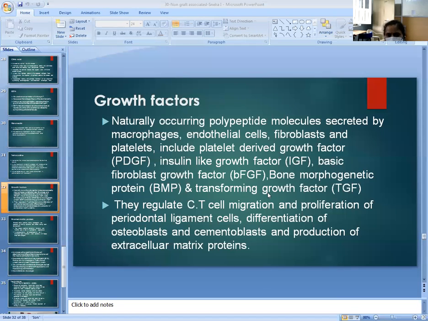So the third technique for regeneration, that is non-bone graft associated technique, is growth factors. Which techniques have we seen till now? Any one of you?